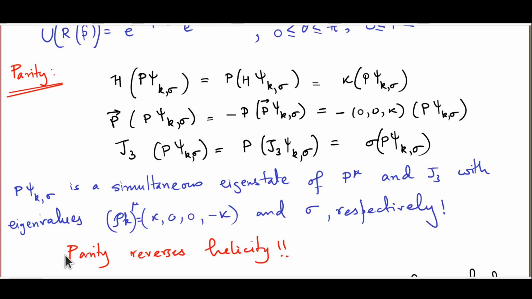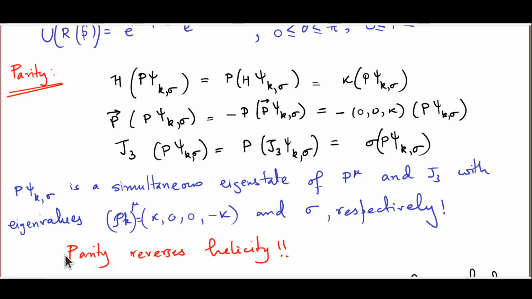So H acting on P psi k sigma is pretty straightforward. We have already figured out earlier that parity and Hamiltonian must commute. And let me remind you once again that this is what led us to the conclusion that the parity operator is a linear unitary operator. And that means that the eigenvalue kappa will be the same for P psi k sigma as well as the original psi k sigma for the Hamiltonian.